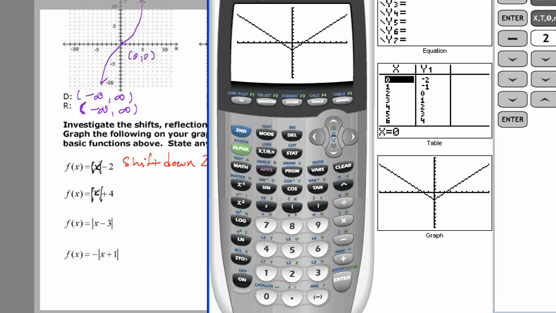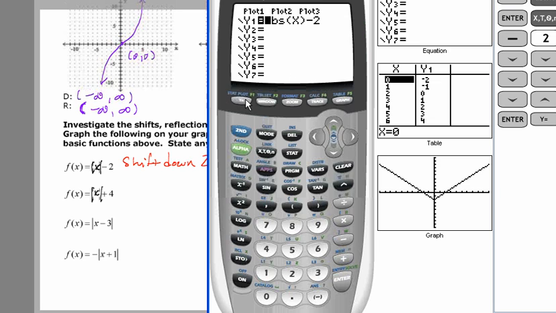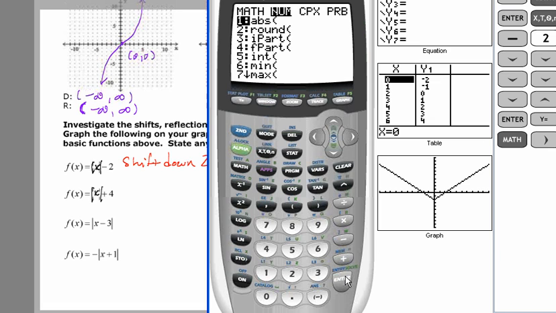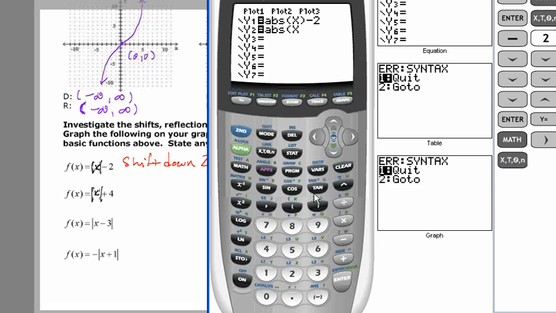Looking back at the graph, it's the V-shape down 2 units. Let's go to y equals, and I can go down below and type in the next equation, absolute value of x plus 4. So we're at y equals, so let's find the absolute value. I go to math and arrow over to number. In this case, I'll type in my x from the X,T,theta,n button, close the parenthesis, and in this case we'll put plus 4. Hit the graphing feature and it'll actually graph both of them.